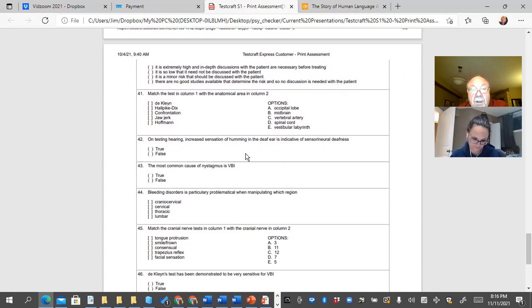42. On testing hearing, increased sensation of humming in the deaf ear is indicative of sensory neural deafness. True or false? True. No, it's false. Okay. Block one ear. Now hum. Where did you hear it?